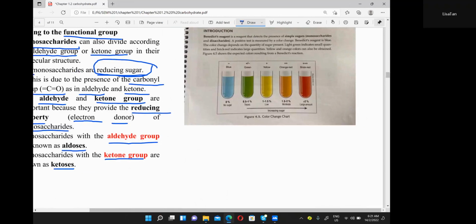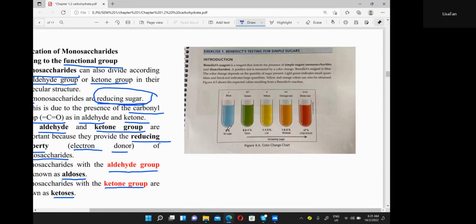So you can see the color changes. If the solution remains blue, that means no reducing sugar is present. If blue changes to green, that means a trace of reducing sugar. Yellow, low amount of reducing sugar. Orange, moderate amount of reducing sugar. And brick red precipitate means a large amount of reducing sugar.